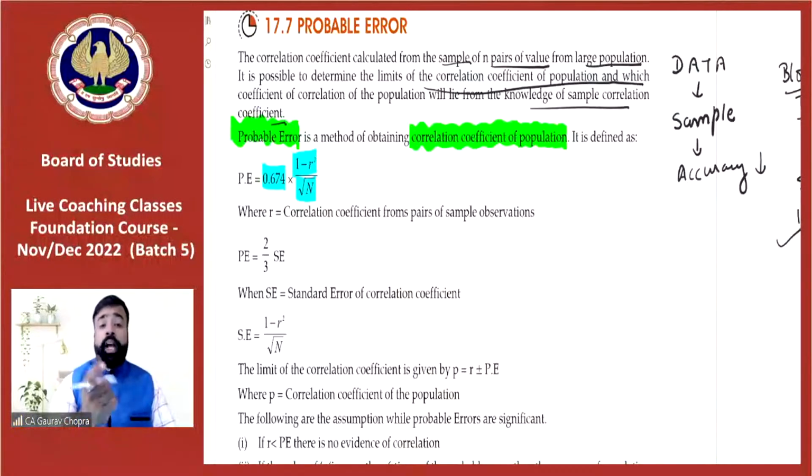So what do we require to calculate probable error? We require simply two things. One is the correlation coefficient, and the second one is n, that is how much sample we have taken.